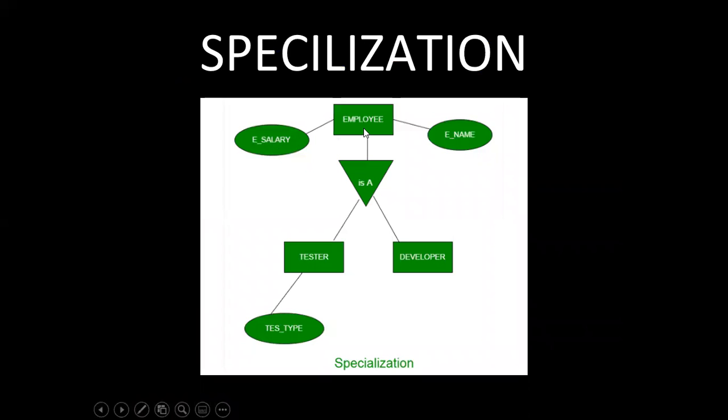For example, if I take an employee, the employee can be a tester or a developer. Similarly, if I take a vehicle, the vehicle may be a car, a train, a bike, or a bus. So we convert the higher level to the lower level.